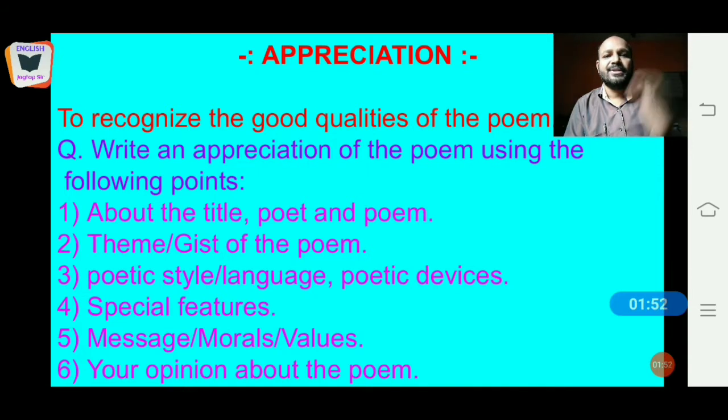It depends upon you. Means whether you like it or not. If you like it, then why did you like it? If not, then why not? You have to write your own opinion about the poem. So let's try to understand each point one by one, how you can write an appreciation of the poem.